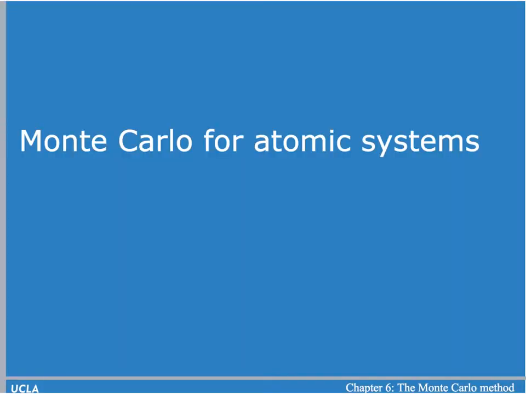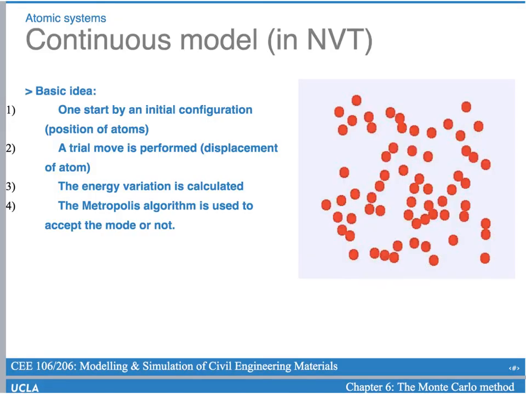So now let's finish by discussing how, in practice, you would implement a Monte Carlo simulation for a system of atoms if you want to calculate the average of a thermodynamical property, for example, the average of the pressure or the average of the energy for a given system at a given temperature. So in this case, the idea would still be the same.